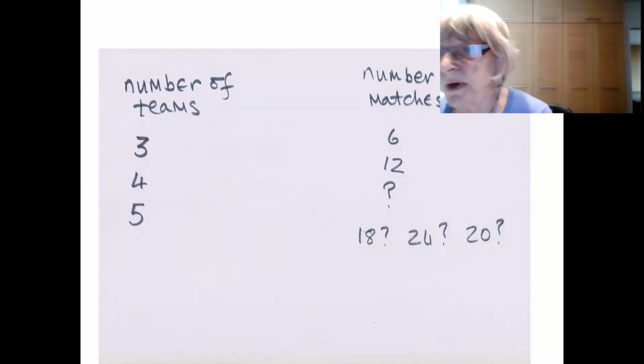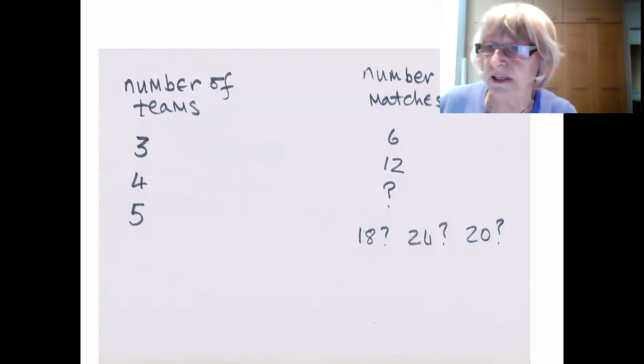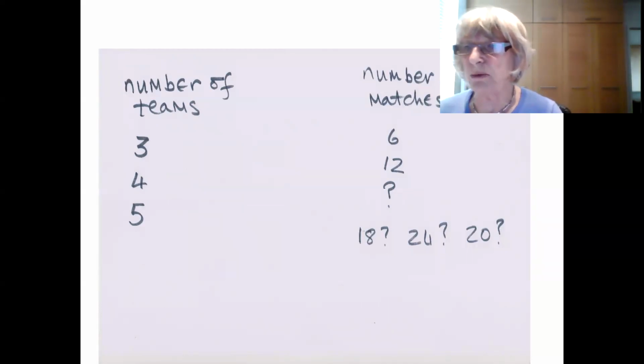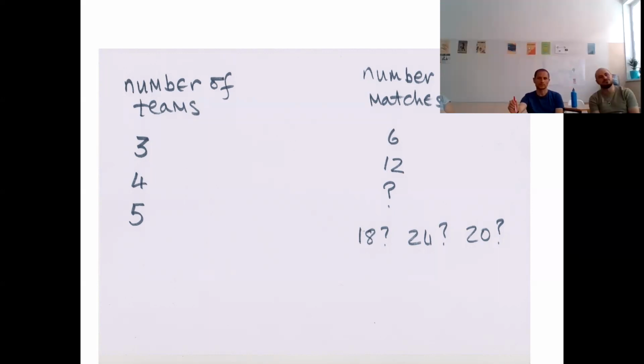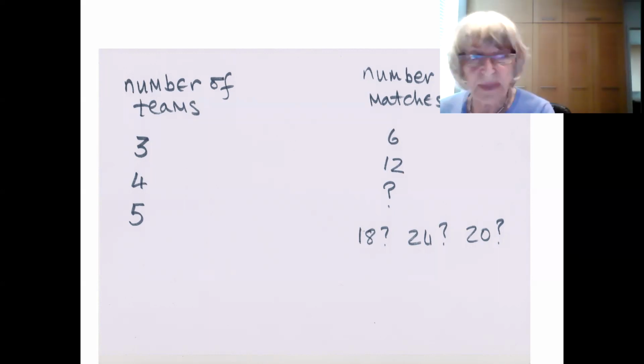Okay, so our focus is going to change a bit now, and we're going to look at comparing the number of matches to the number of teams. So when we had 3 teams, we had 6 matches. 4 teams had how many? 12. We all agree that? Yes. What happens with 5 teams?